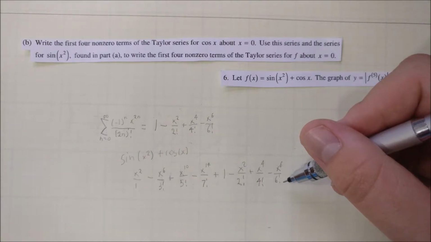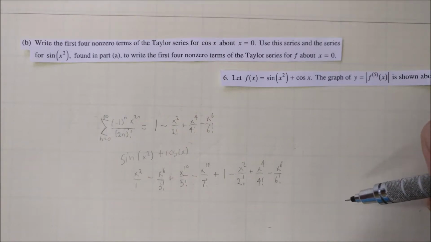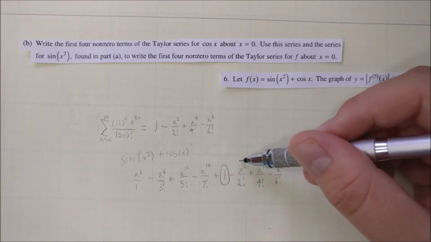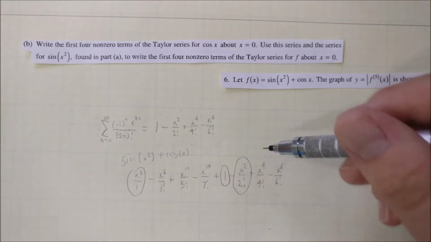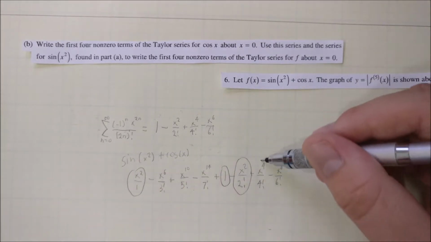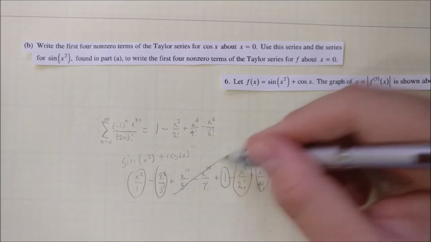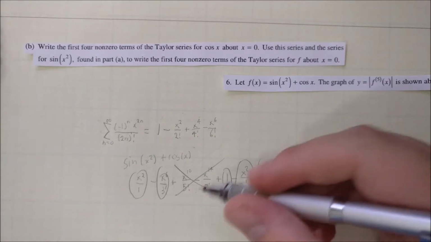Okay, but they said they only wanted the first four terms. That's a pretty important detail because we have more than four terms here. Remember, terms are ordered by their exponents. So the first term would be this 1. The second term would be this x squared and this x squared. The third term would be this x to the 4th, and the fourth term would be these x to the 6s. The rest of the terms can go take a hike. Now, we just have to combine these together.